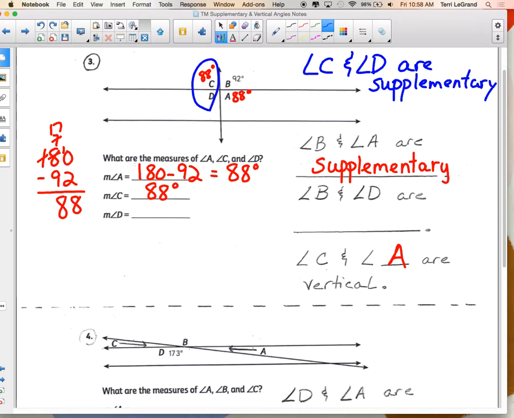Well, then if they're supplementary, what does that mean we have to do? We're looking for D. Do we know C? Yeah, we do, don't we? So couldn't we do 180 take away C, which is 88? Okay, 180 take away 88. What's that become?